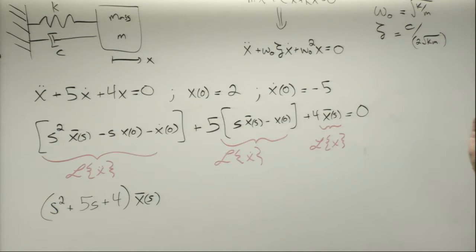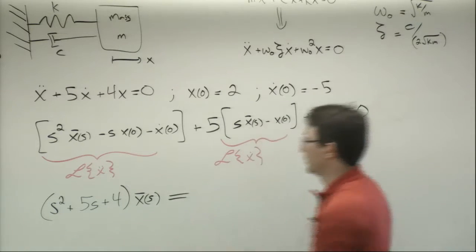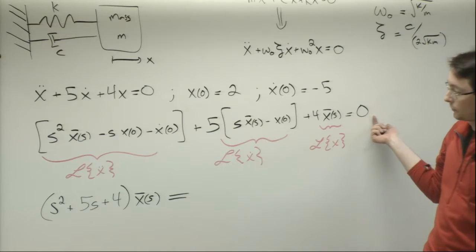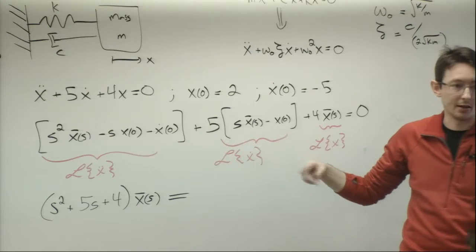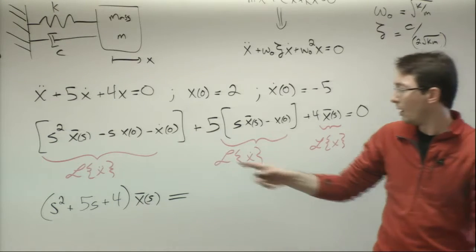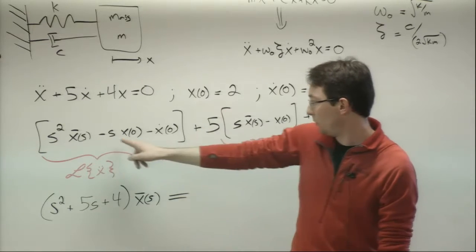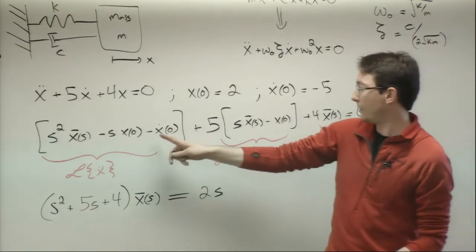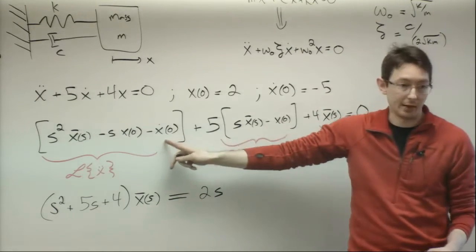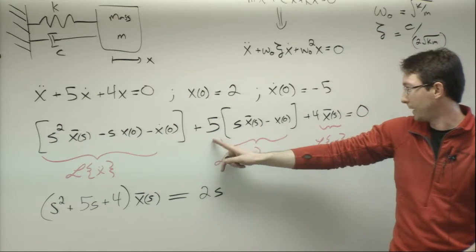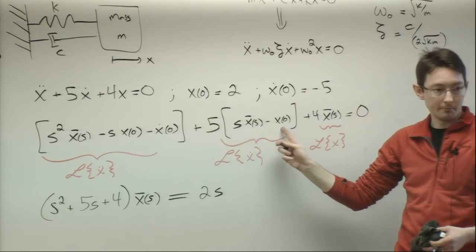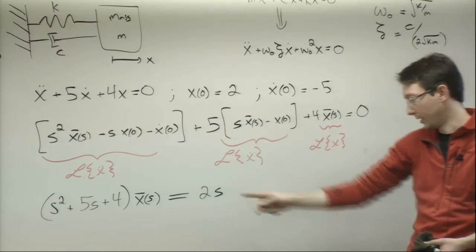And then I have everything else. Everything that doesn't have an x bar, I'm going to move over to the right-hand side. I'm also going to plug in numbers at this point, because x naught and x naught dot are numbers. So I have minus 2s. I'm going to bring that over, and I get a plus 2s. And then I have a minus 5, which is plus 5, and a plus 5 times a minus 2. So plus 5 and minus 10 is minus 5. I'm going to bring that over and get a plus 5.